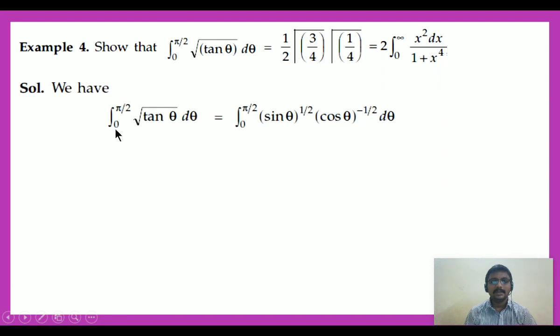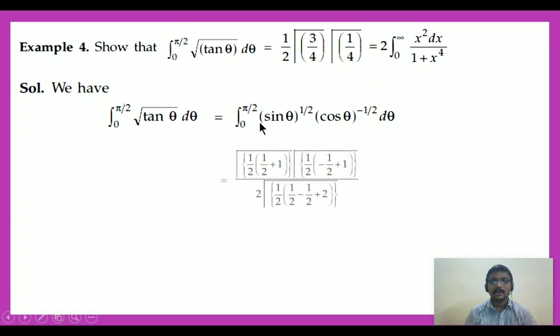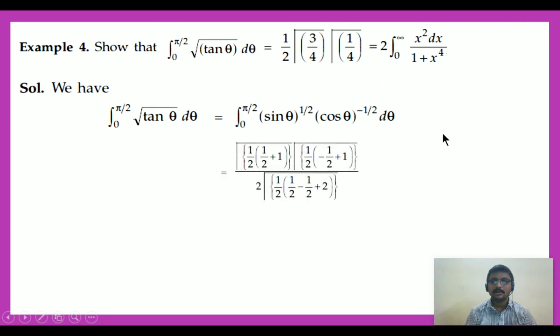We have integral 0 to pi by 2 root of tan theta d theta, but root of tan theta can be written as root of sine theta by root of cos theta. Root of sine theta means sine power 1 by 2 theta, and root of cos theta means cos power 1 by 2 theta. If it comes to the numerator, it will be cos power minus 1 by 2 theta. Now it looks like integral 0 to pi by 2 sine power m theta cos power n theta d theta.